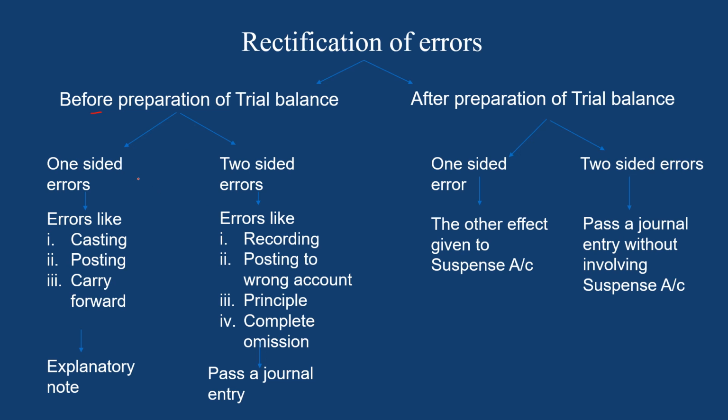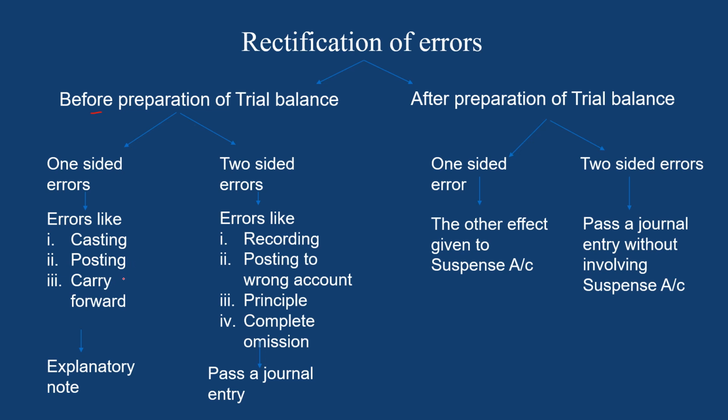In that, we can again classify them as one-sided errors and two-sided errors. If the errors that come across are one-sided errors, like when there's error of casting, casting means totaling. When you're totaling, if you totaled wrong, then the wrong amount is going to go into the ledger account. Or when you're posting from the subsidiary book into the ledger account, you post wrongly. Or when you're carrying forward from one page to another, you carry forward the wrong amount, then those are one-sided errors, which you might identify even before you prepare the trial balance.